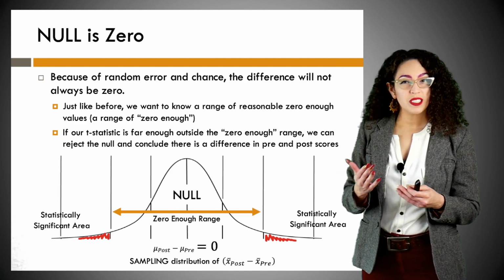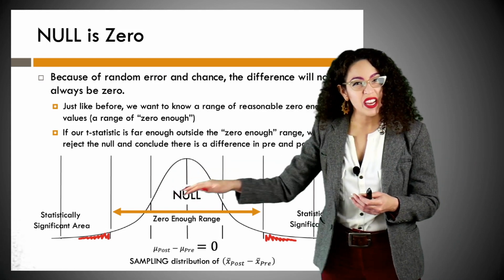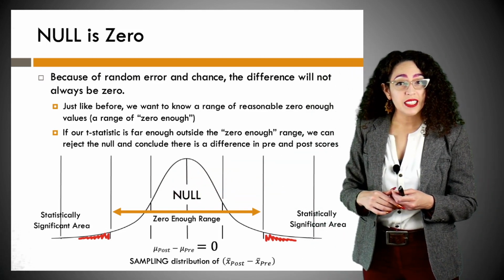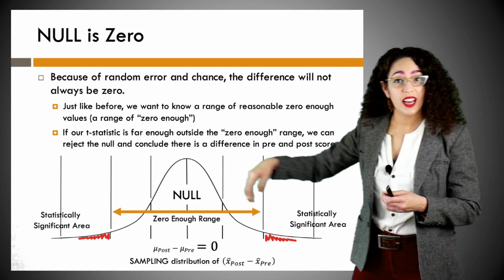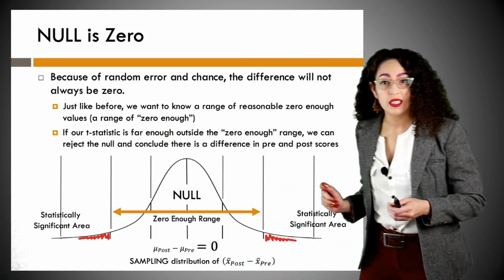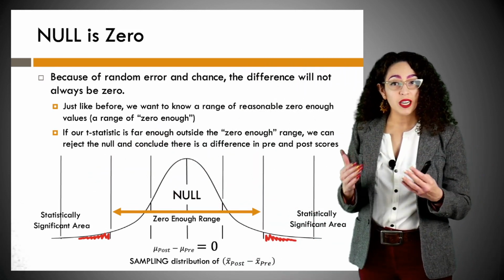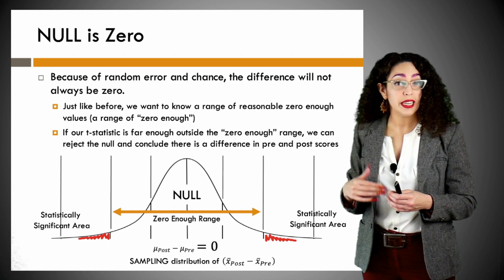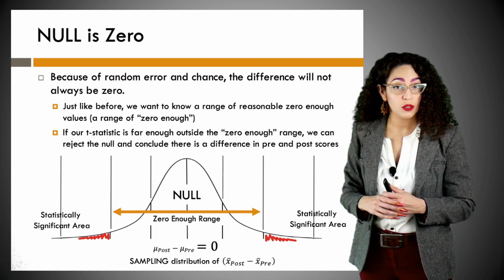Just like before, we want to find this range of zero enough. And if our test statistic falls outside of that zero enough range, either really low or really high, we can reject the null hypothesis and conclude there is a difference in pre- and post-test scores.